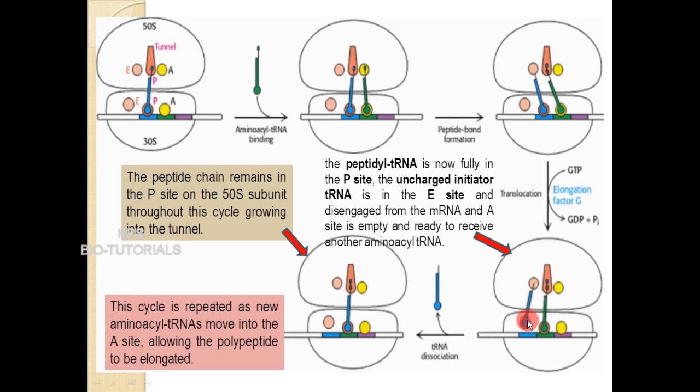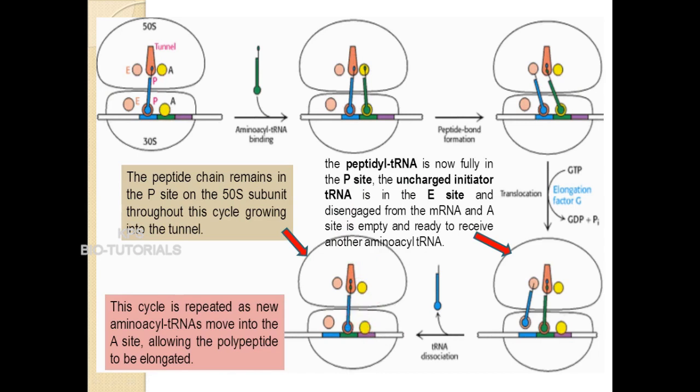Later, the tRNA in the E site, or exit site, exits the ribosome. It comes out of the ribosome, and thereby the E site and the A site are both empty. Now another amino acid tRNA can bind at the A site. This cycle will be repeated in the addition of each amino acid in the polypeptide chain.